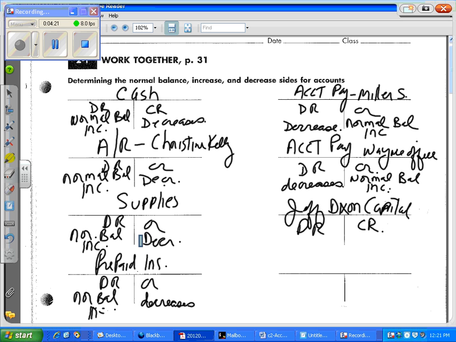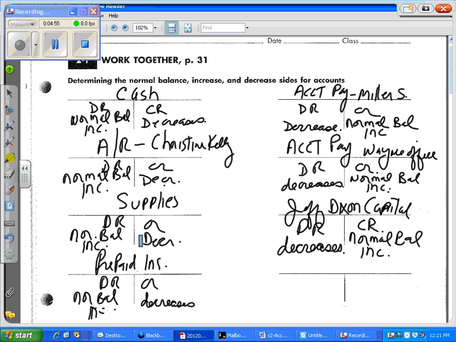And then the last one, owner's equity, which is capital. It's a capital account. Again, look at your accounting equation. Capital is on the right side. So that's a credit. On the right side is a credit. To increase our capital, normal balance increases by credit. If you have to decrease capital, then you would debit it. The debit side decreases this account.